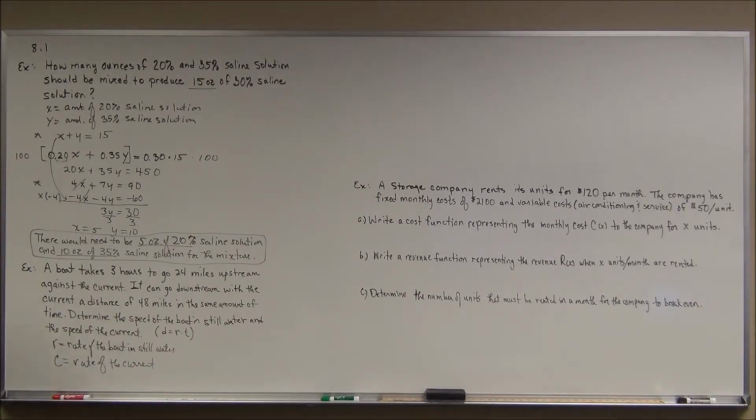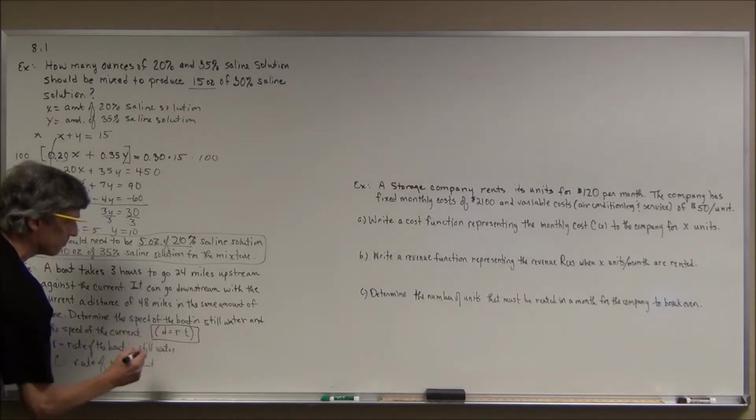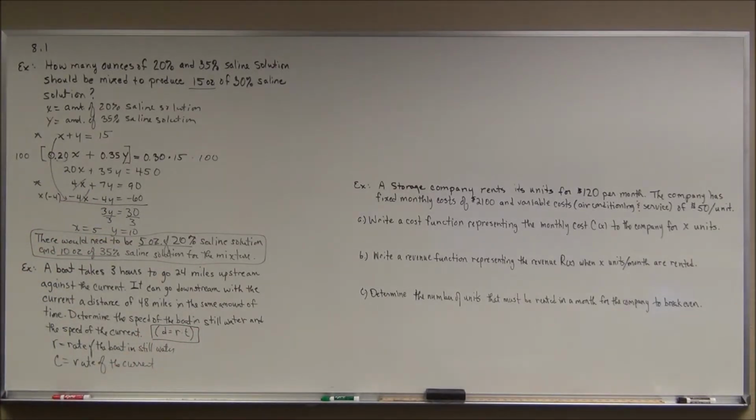Okay, and you may have noticed I wrote over here, distance equals rate times time. Because the idea here is that if I can multiply the distance equals rate times time, we have something working for us, and that what's working for us is that they're in the same amount of time. They're different distances, but they're in the same amount of time.